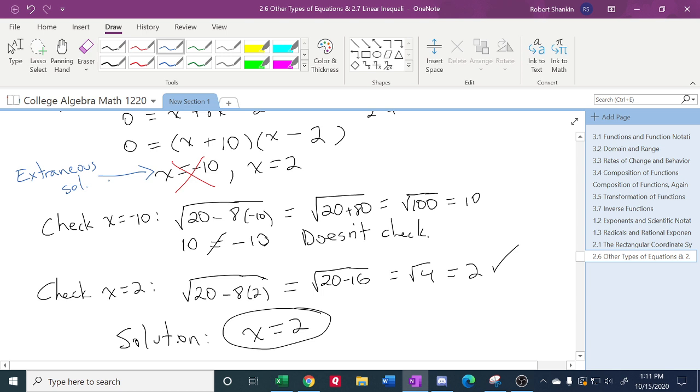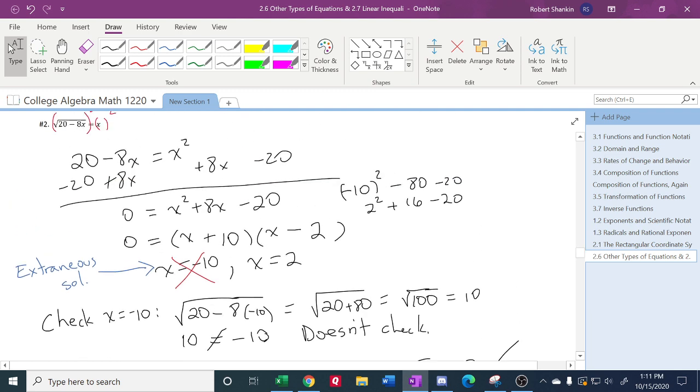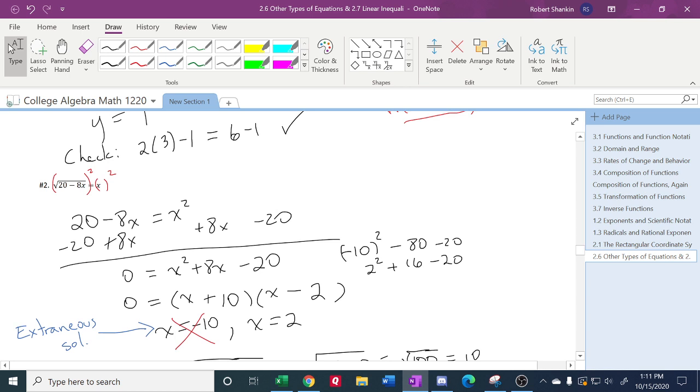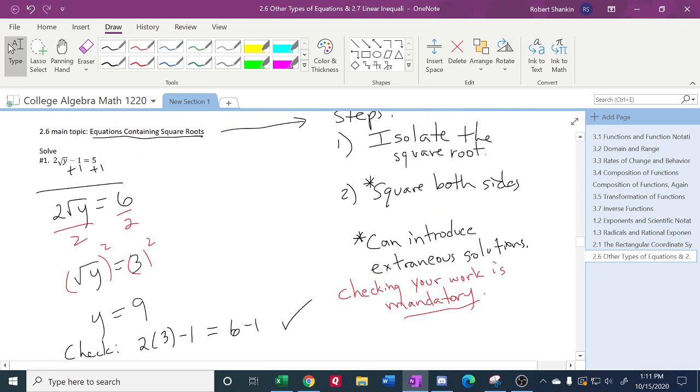For x equals negative 10. Any questions? Okay, so equations containing square roots: isolate the square root, square both sides. But we've got to check at the end.